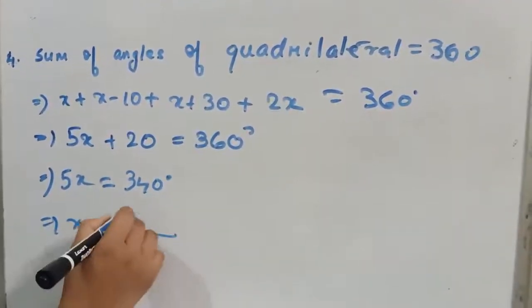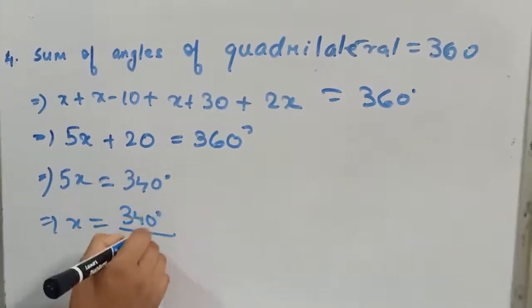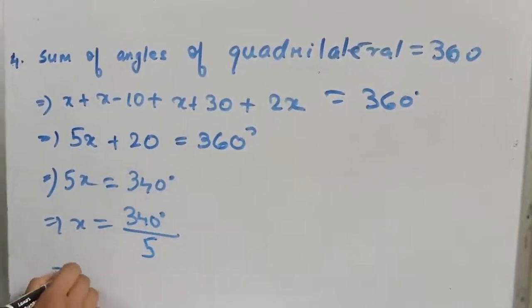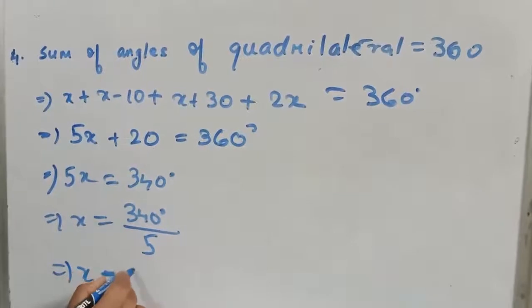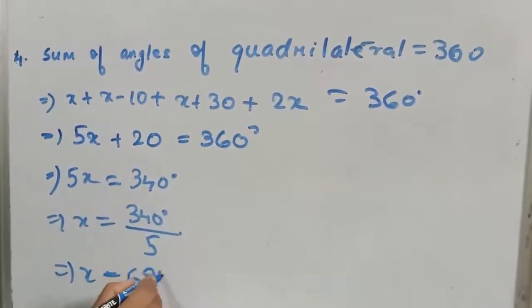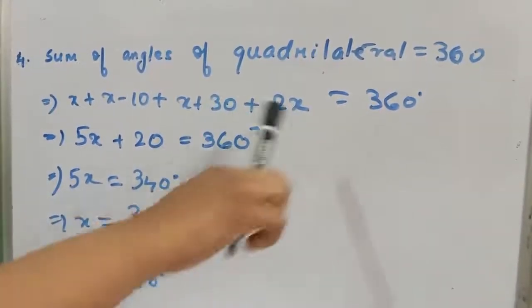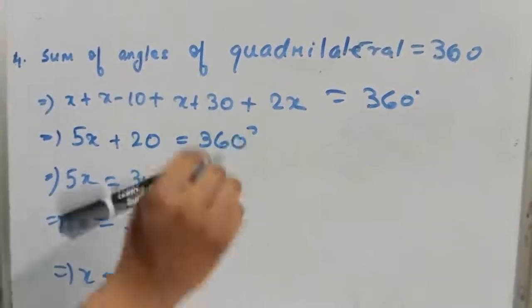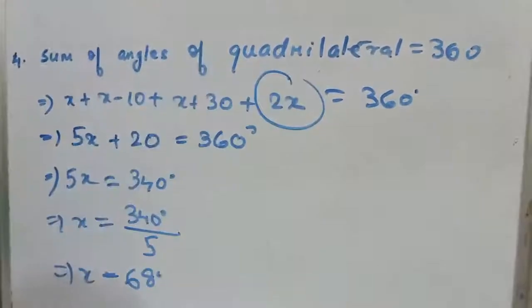x is equals to 340 degree by 5, that is x is equals to 5, 6 30, x will be how much? x will be 60 degree. Now out of them, which one is the greatest angle? Obviously the greatest angle will be 2x.